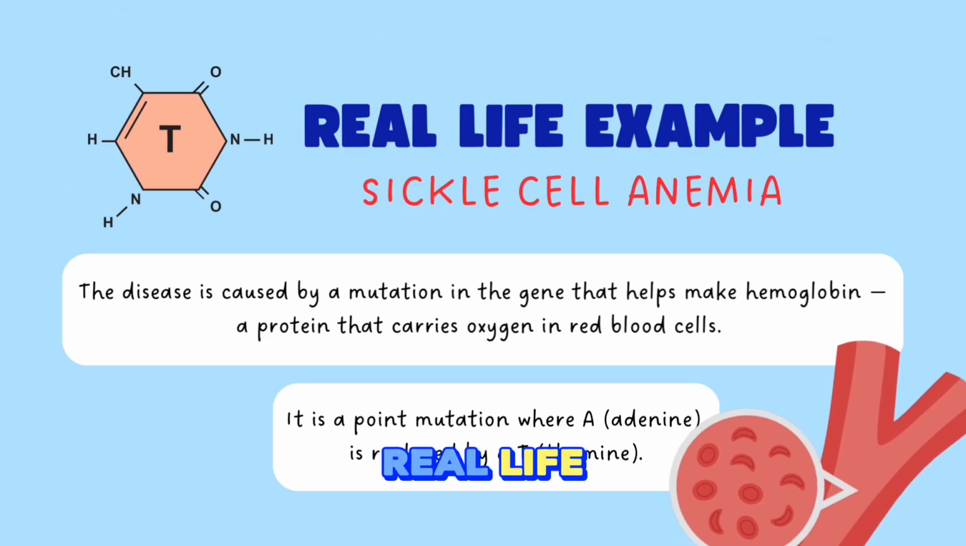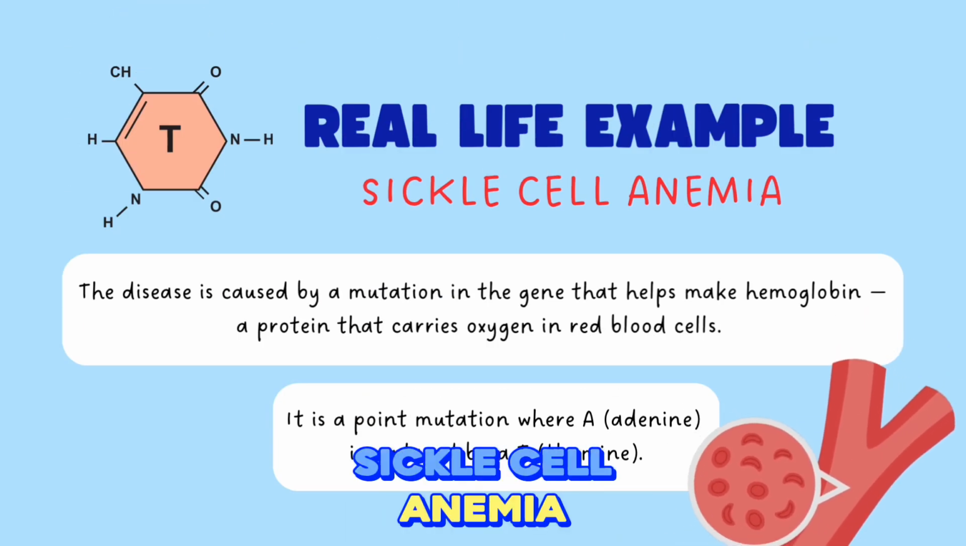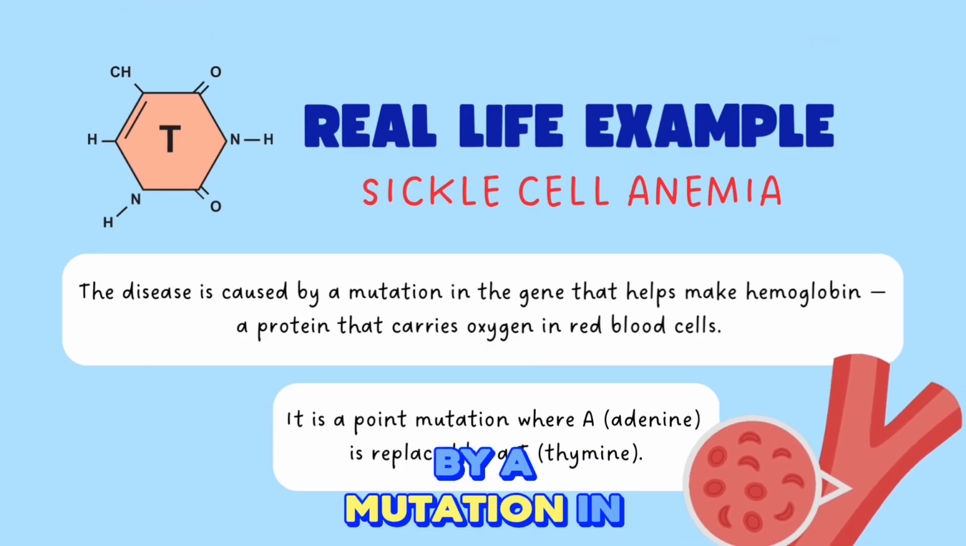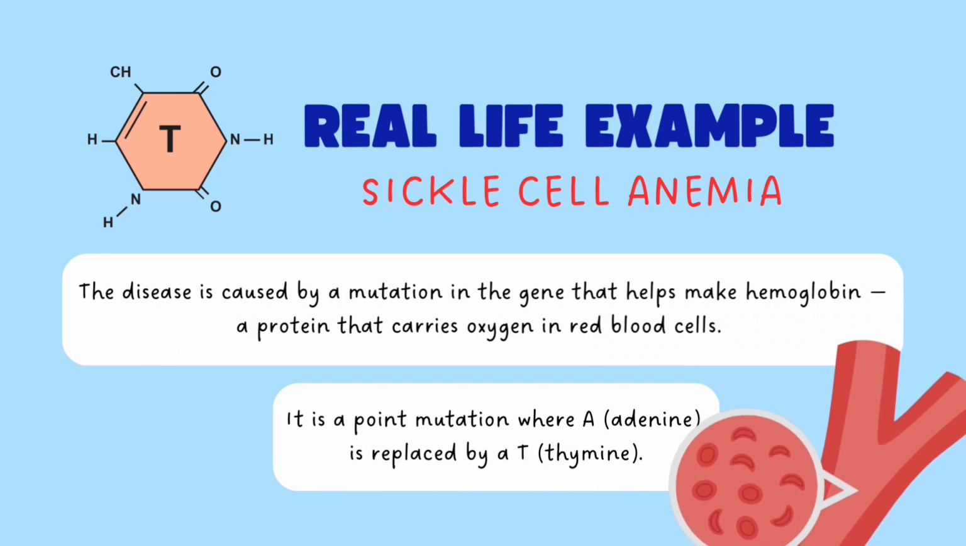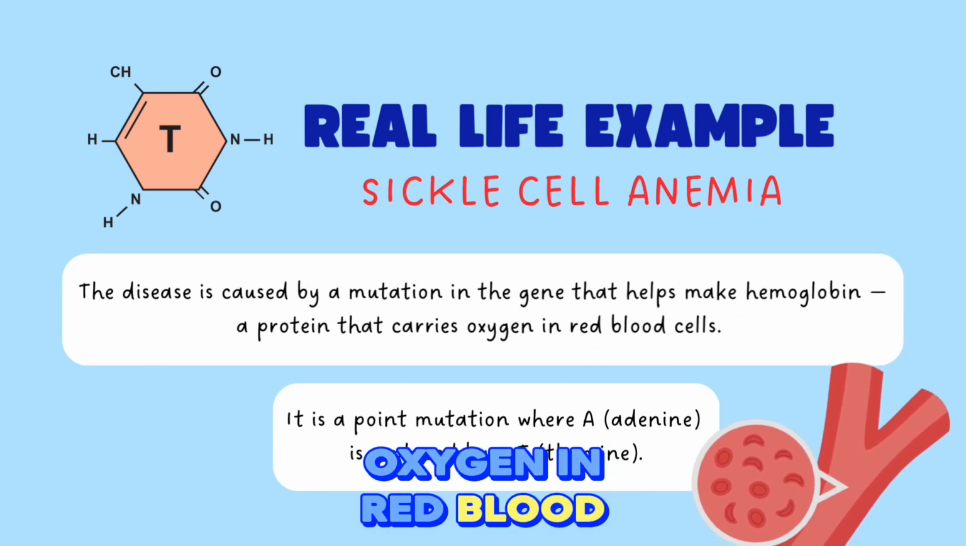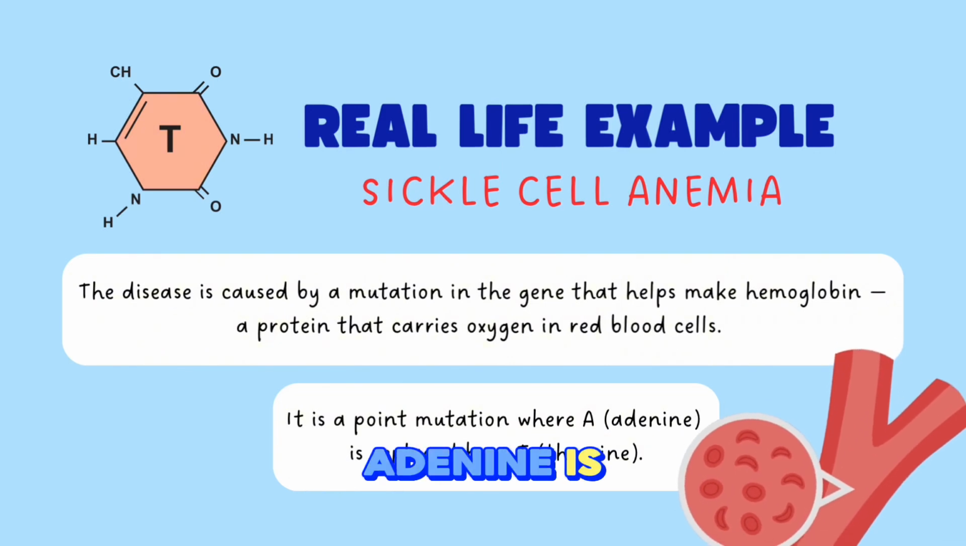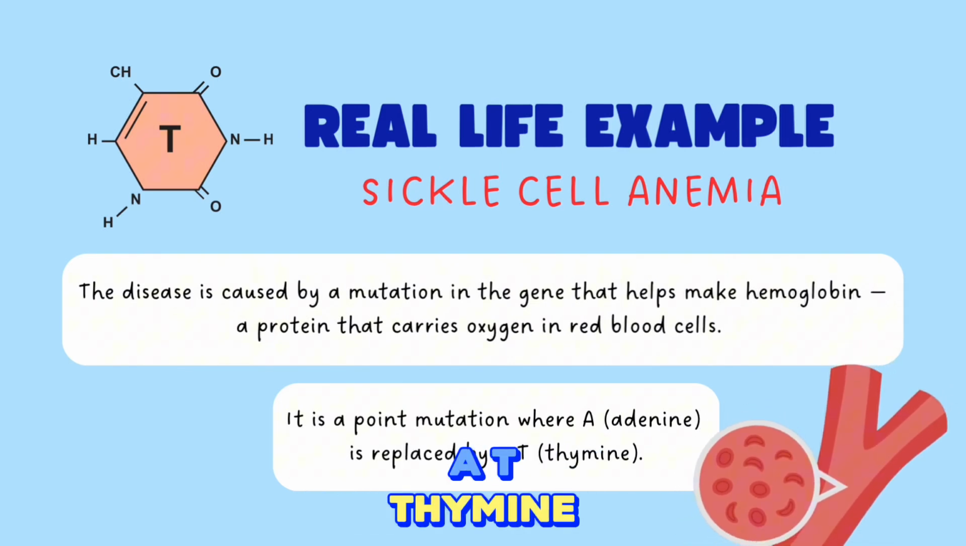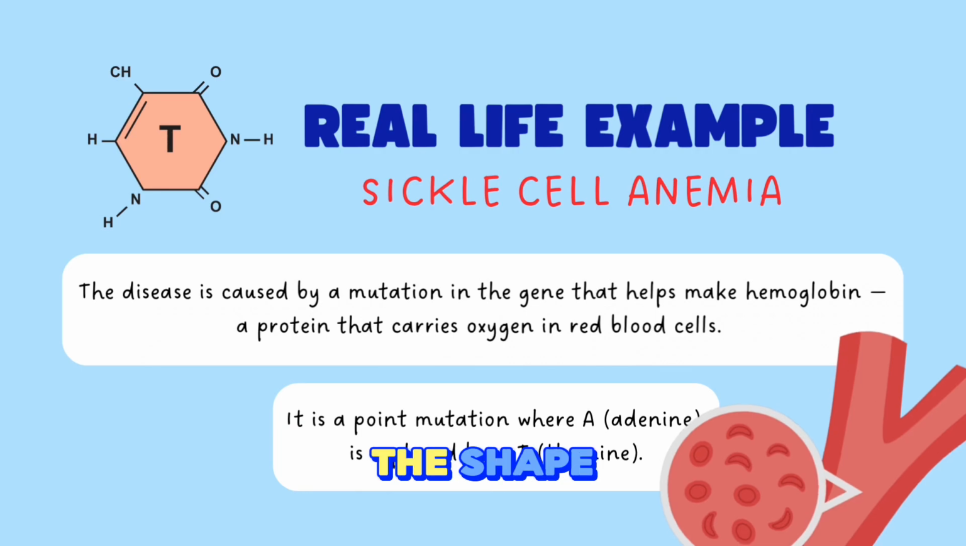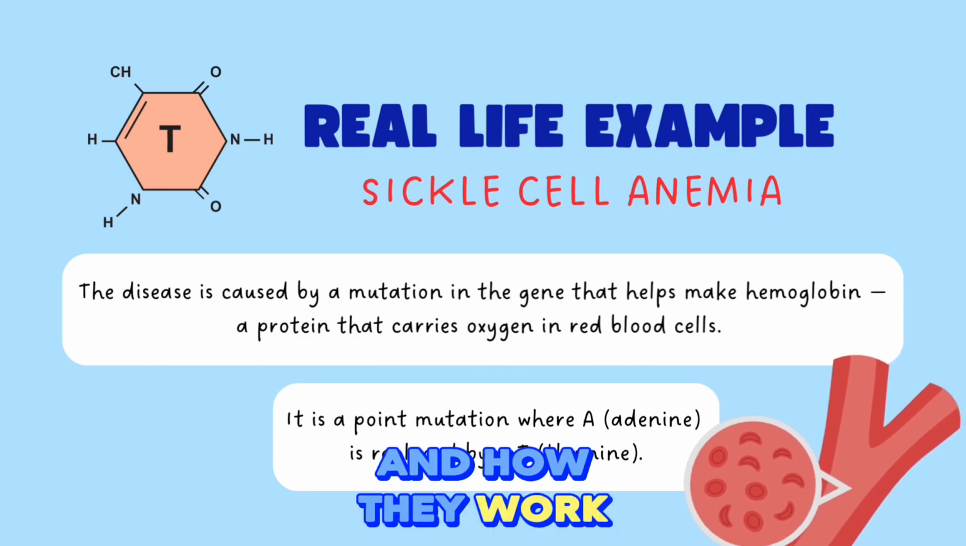Let's look at a real-life example: sickle cell anemia. This disease is caused by a mutation in the gene that makes hemoglobin, the protein that carries oxygen in red blood cells. It's a point mutation, where an A, adenine, is replaced by a T, thymine. This tiny change affects the shape of red blood cells and how they work.